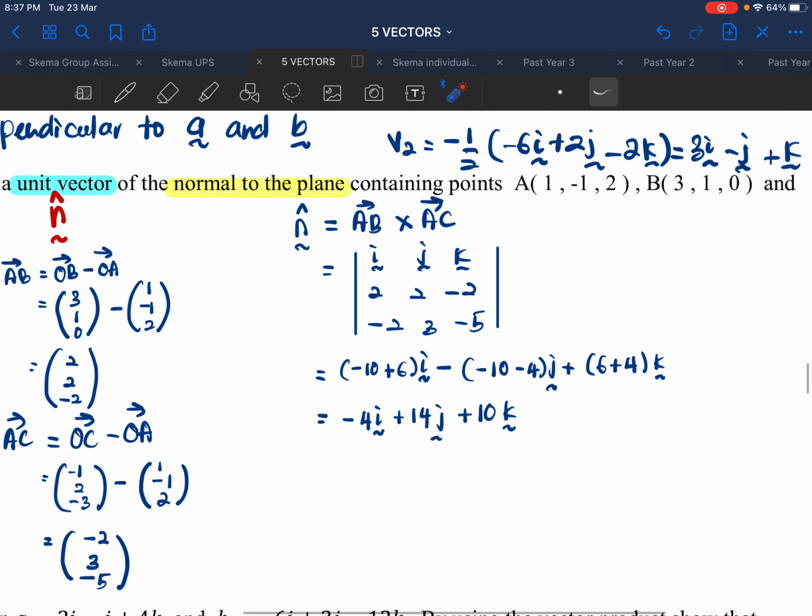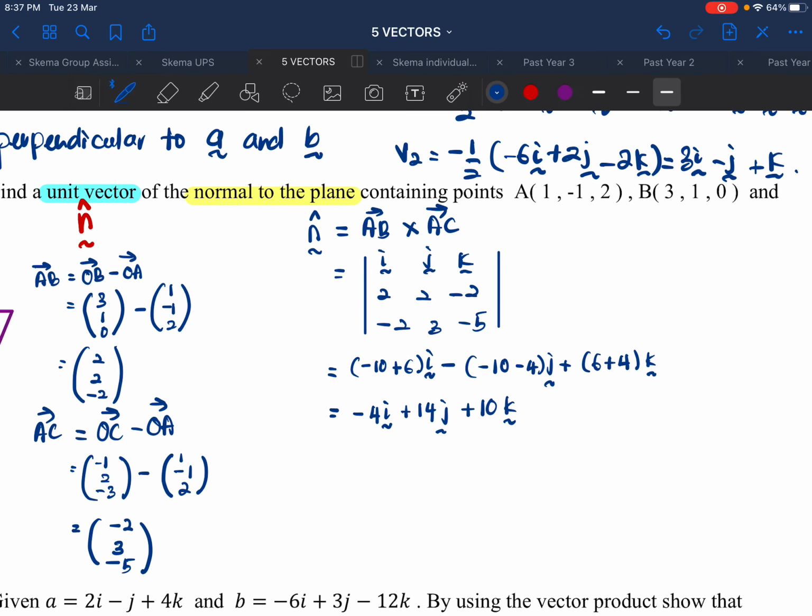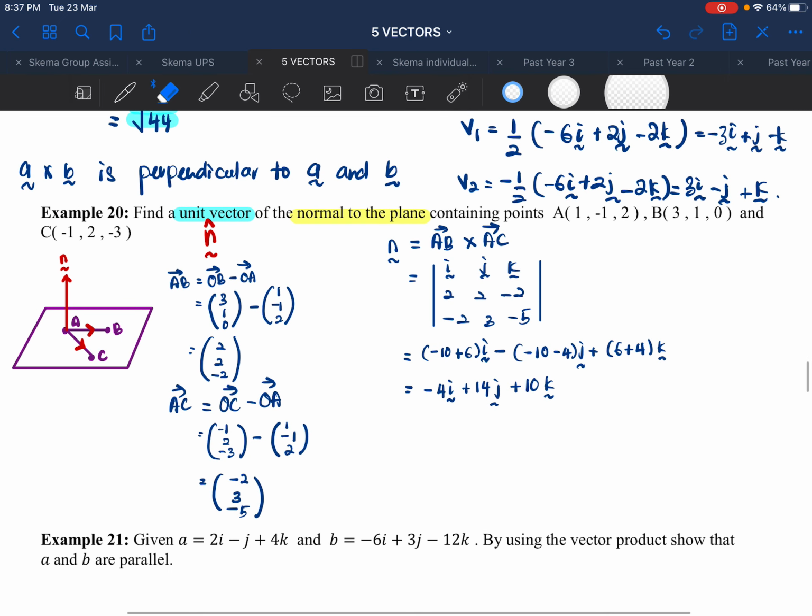Okay. So, sorry ni tak ada head ni. Ini normal kita. Padam head kita. Ni untuk cari normal. So soalan ni kata nak unit vector. Kalau dia suruh cari normal to the plane, inilah jawapan dia. Ni normal jawapan dia. Okay. Sekarang dia nak cari unit vector.